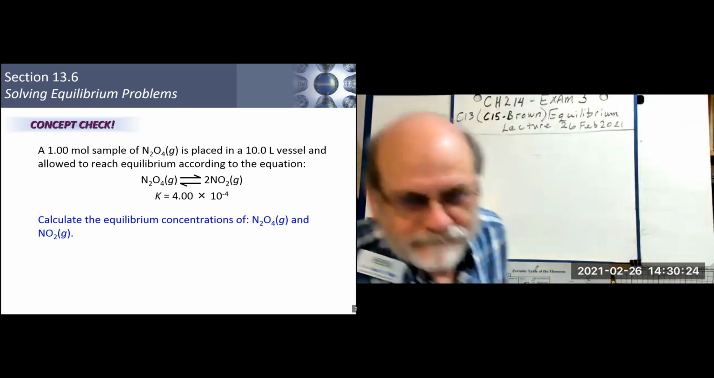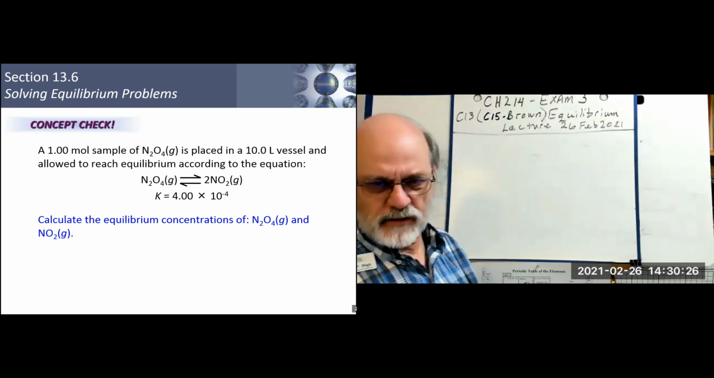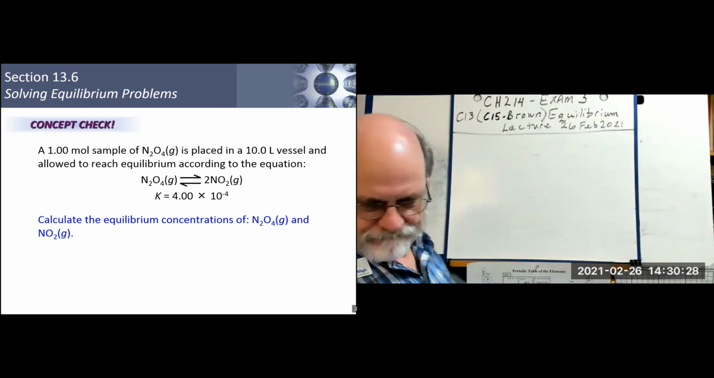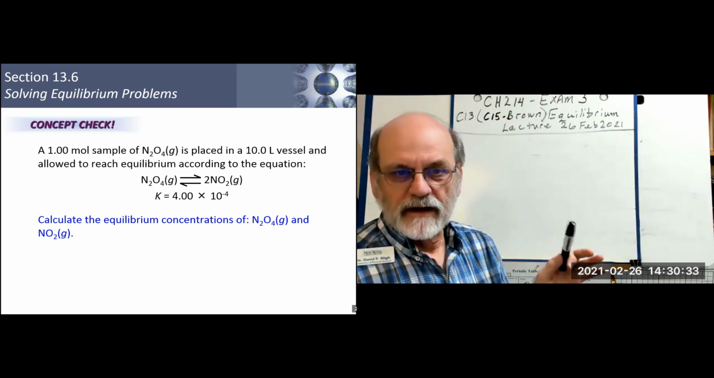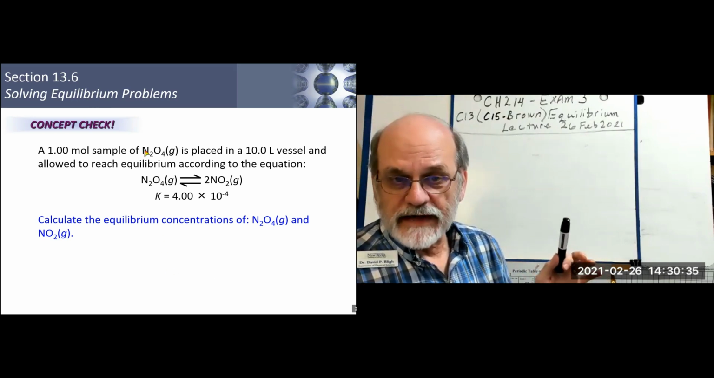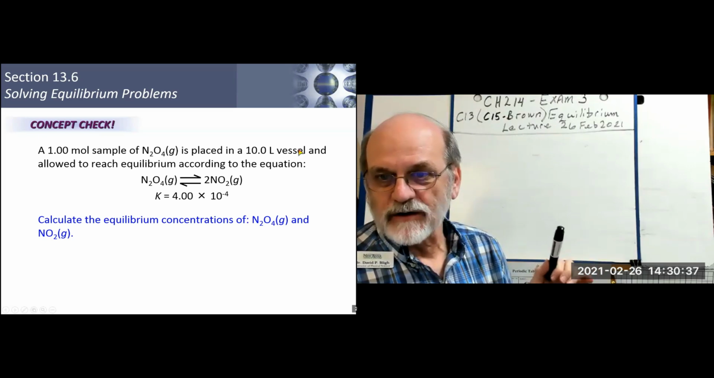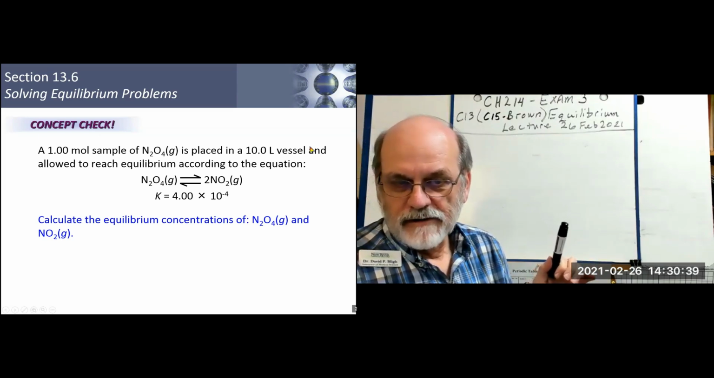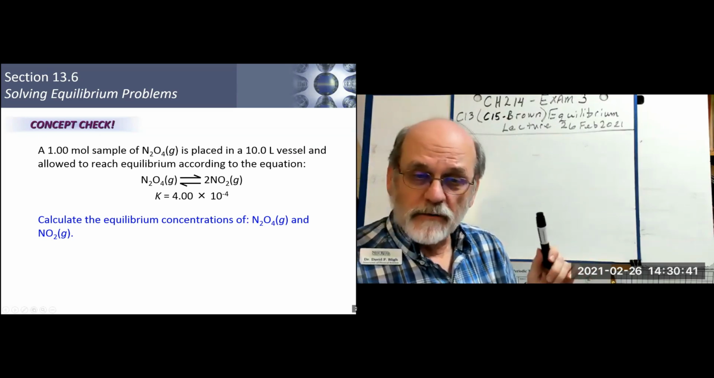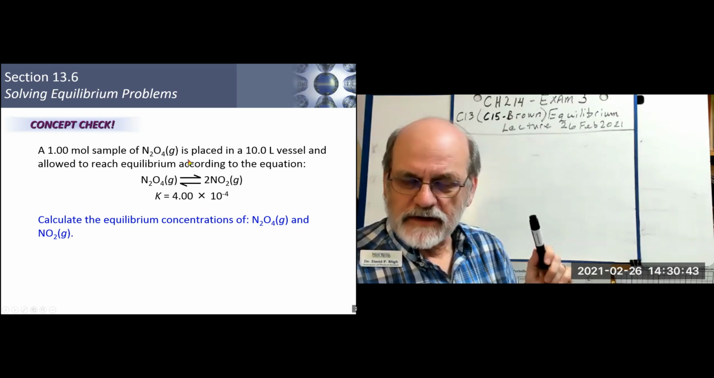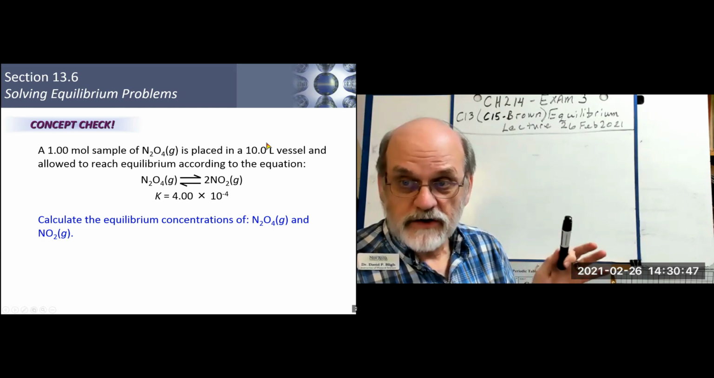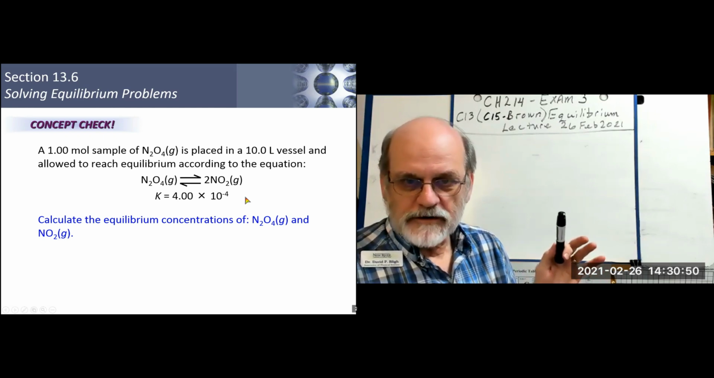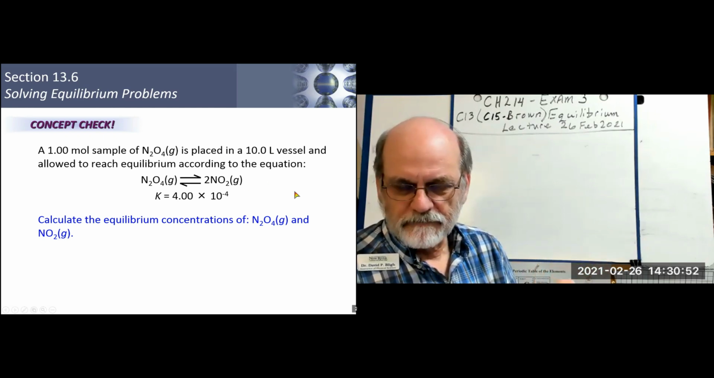Okay, I'm back. So let's do this one. All right, what are we given? 1 mole of N2O4 gas is placed in a 10-liter vessel. Notice also that if you're given absolute amounts and volume, you have to calculate the concentration before you can start, because it's all based on concentration.